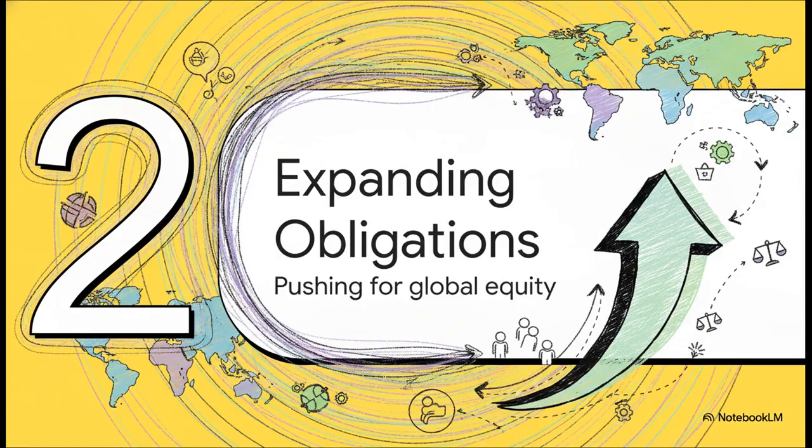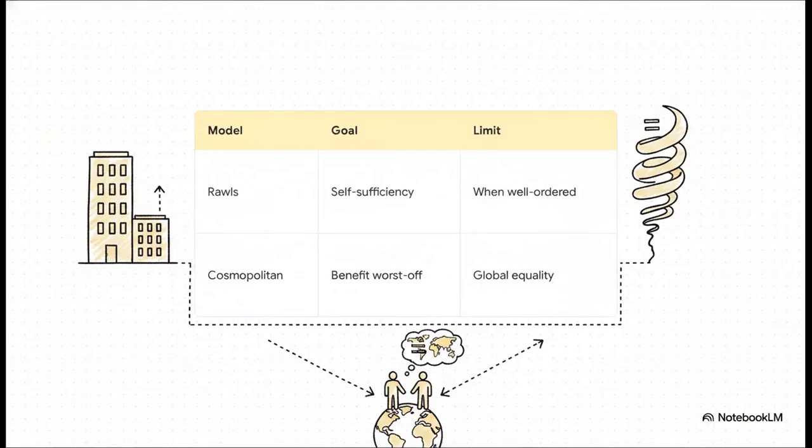Moving right along to part 2, expanding the global obligation. Let's see how other thinkers expand that circle of duty. So while Rawls stops at that basic floor of self-sufficiency, cosmopolitan thinkers, people like Charles Beitz and Thomas Pogge, push for a continuous, ongoing obligation. To them, national borders are basically just arbitrary lines drawn on a map. Because of that, the ultimate goal isn't just basic survival, the goal is global equality. In this model, inequalities are only permitted if they actually benefit the absolute worst-off people globally.